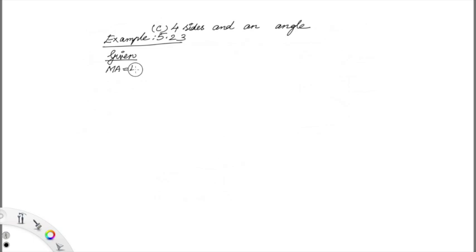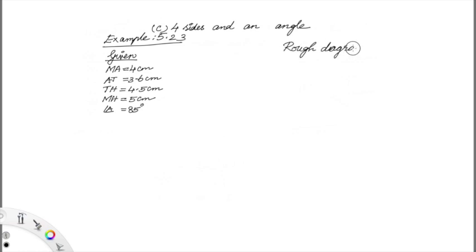How to construct a quadrilateral when four sides and an angle are given. You take the example 5.23. So here what is given? MA is 4 centimeter. AT, 3.6 centimeter. CH is given 4.5 centimeter. MH, 5 centimeter. And an angle is given, angle A, 85 degree. So now we have to draw the rough diagram. Rough diagram need not resemble the fair diagram. It should be a quadrilateral, that's all. Right?